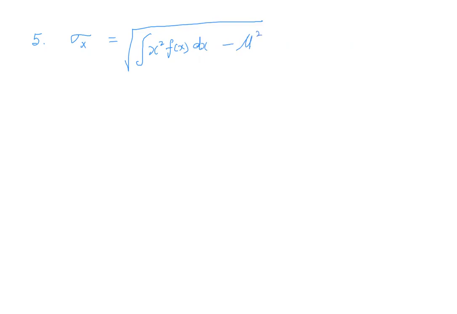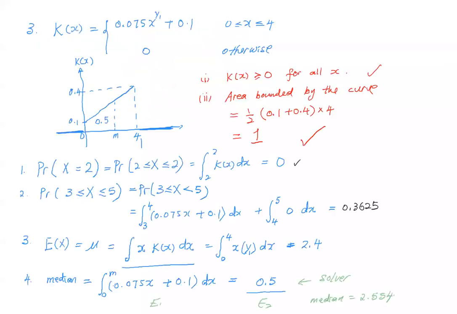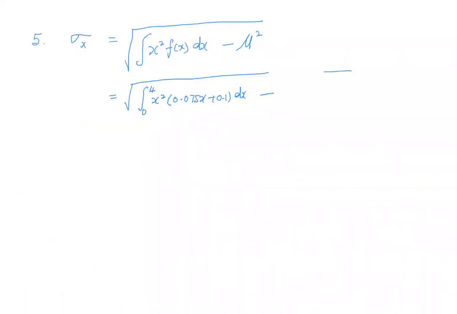So for our case here, we will do the integral from 0 to 4 of x squared times (0.075x plus 0.1) dx, minus, just now we got the mean is 0.3625, so minus 0.3625 squared. Then you get the standard deviation. Are you clear?